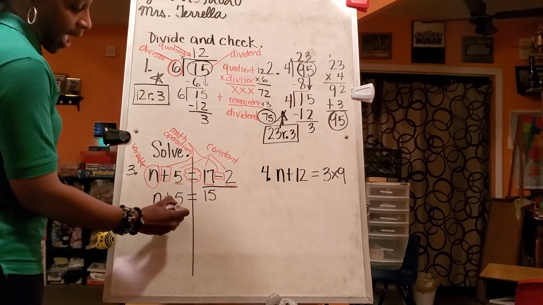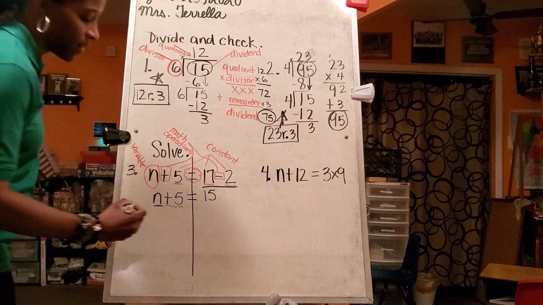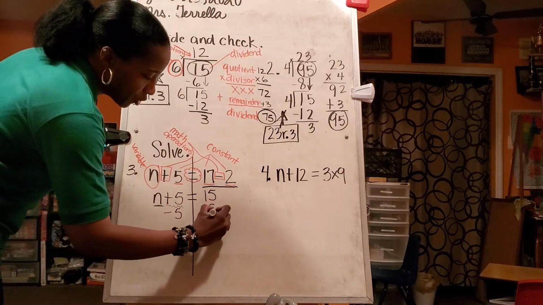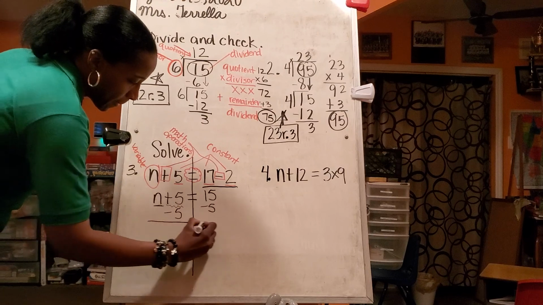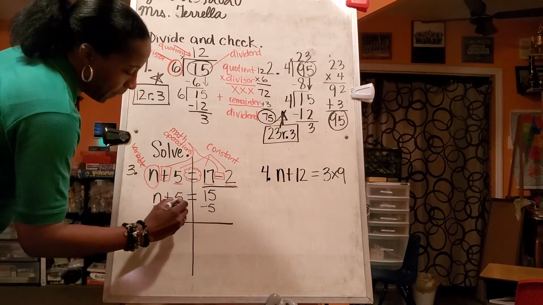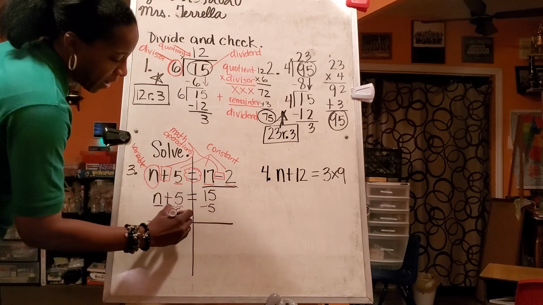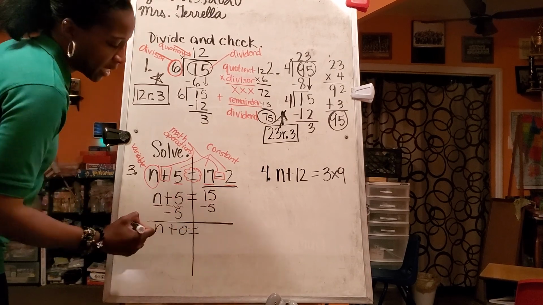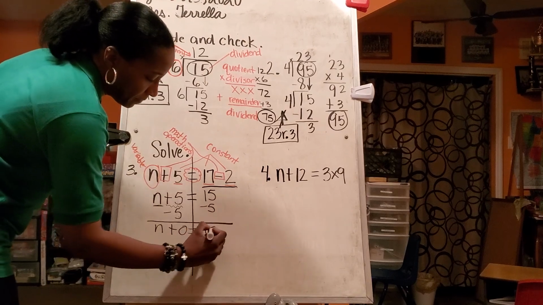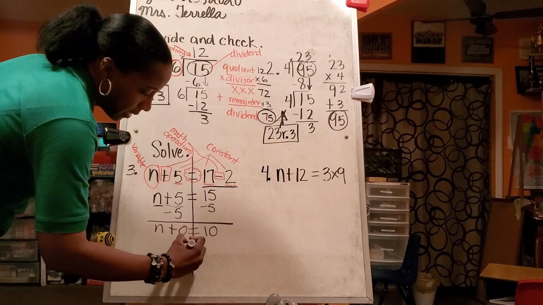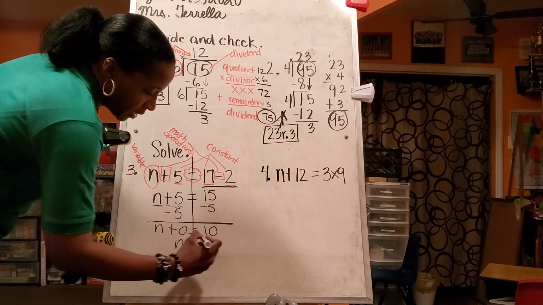So I have to do the opposite to get rid of the 5. So I'm going to subtract 5 from both sides. This is going to give me n plus 0 because 5 minus 5 is 0. 15 minus 5 is 10. Well, n plus 0 is n. So I have n equals 10.